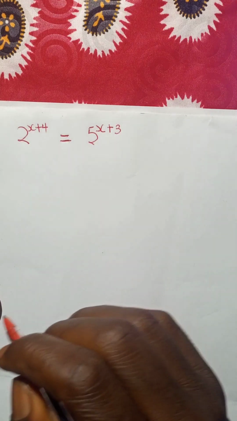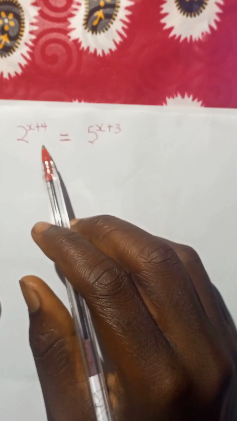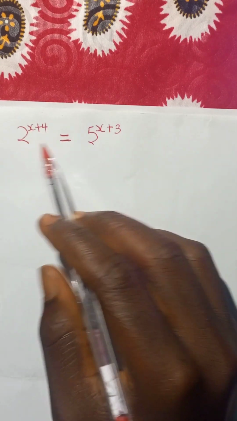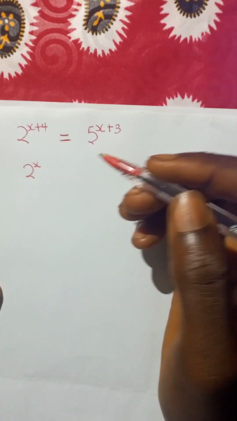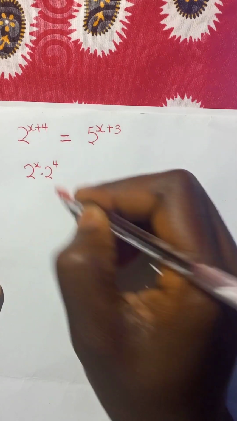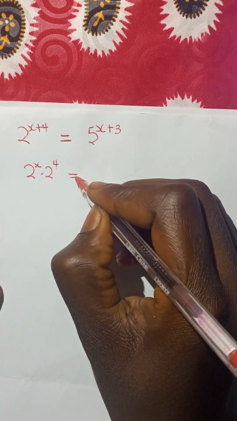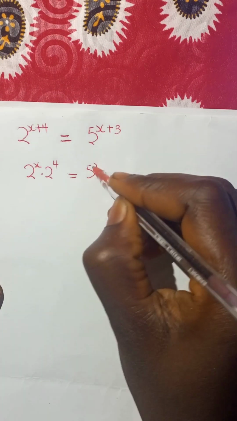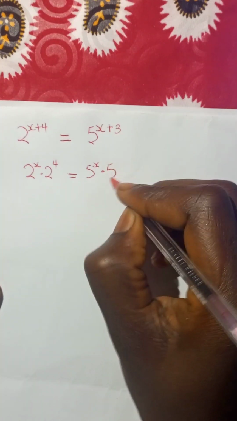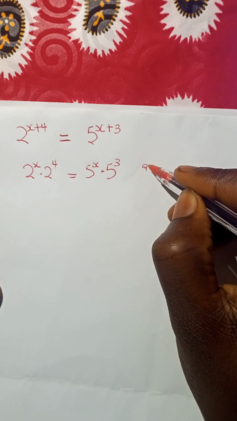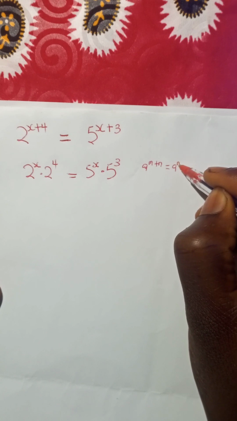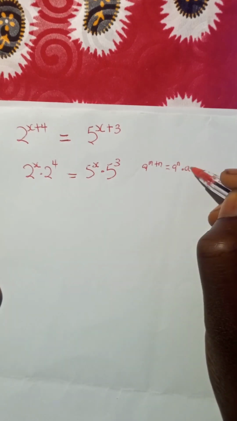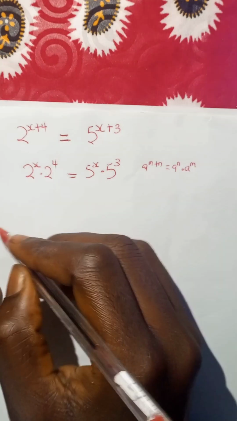Okay, hello. This is an exponential equation. So this is a multiplication of indices. So with this, we can write this as 2 to the power x times 2 to the power 4 equals 5 to the power x times 5 to the power 3, because a^(m+n) equals a^n times a^m. Okay, let's move on.